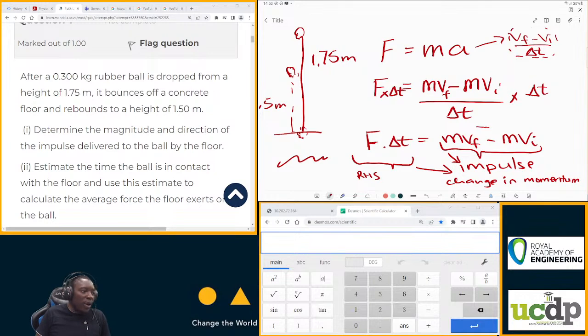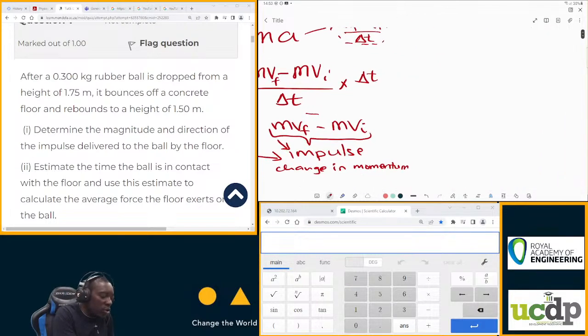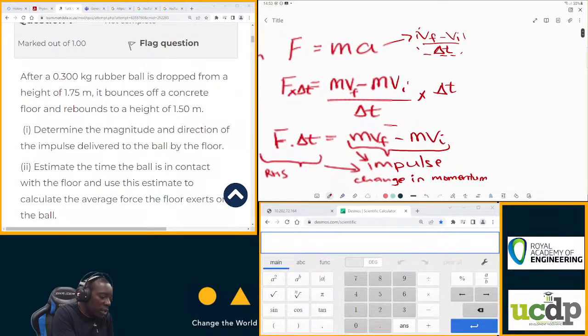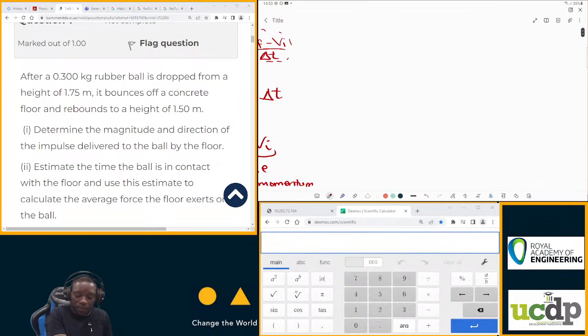So this is impulse. Now in the calculation here, we need to see whether we have F. We don't have F. We don't have delta t. But we have the mass, and we can find the final velocity and the initial velocity after impact. That's what we need to do for this question, to find the impulse.